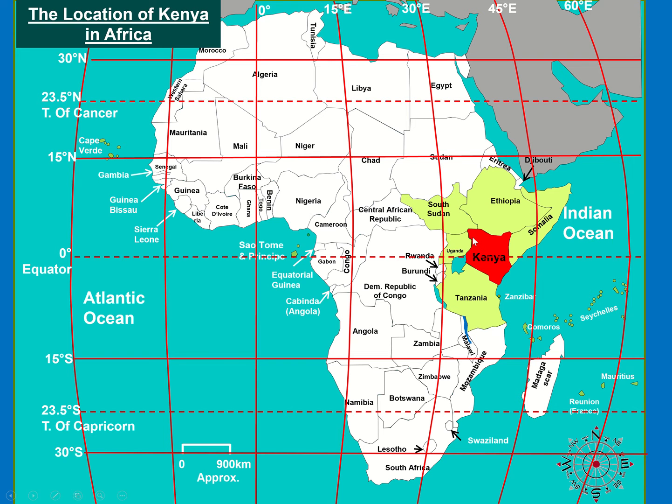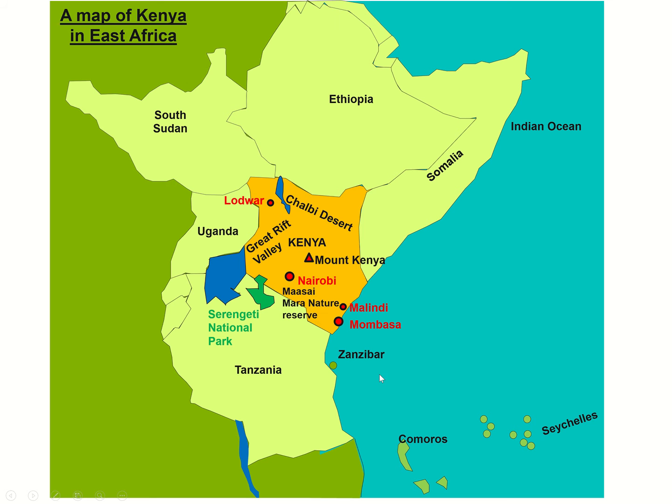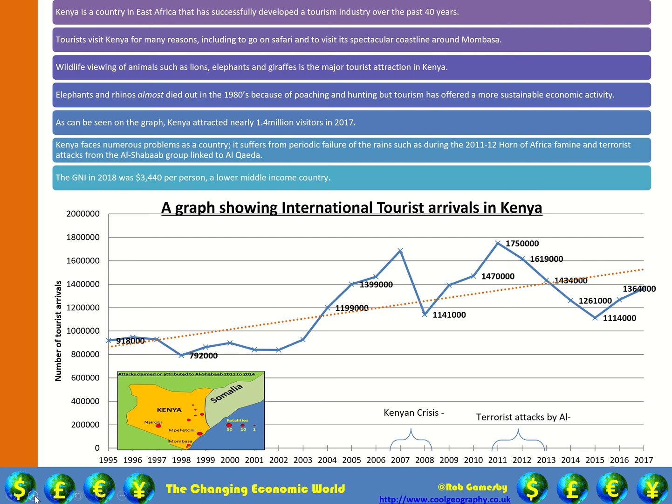So Kenya, as you can see here, is a country in East Africa, surrounded by Tanzania, Somalia, Ethiopia, Uganda, and South Sudan. You can see that in closer detail here with the capital Nairobi. You've got Mount Kenya there as well, the Serengeti National Park, the Great Rift Valley through Kenya as well. Lots of things to see and do. Mombasa offers coastal tourism as well.